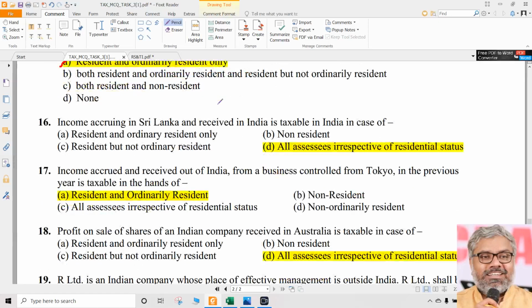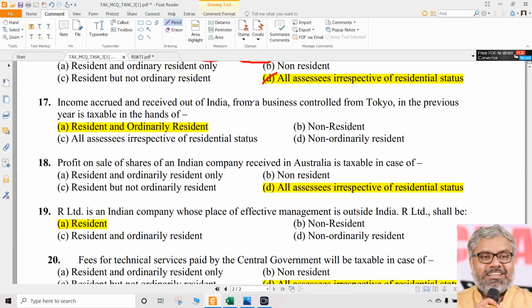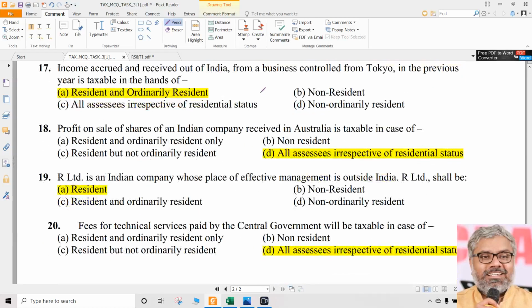Only for ROR it will be taxable. For others it will not be taxable. Then income accruing in Sri Lanka, received in India. See, the moment we see received in India, it will be taxable for everybody, irrespective of residential status, because it is received in India. Automatically it is taxable for everybody.